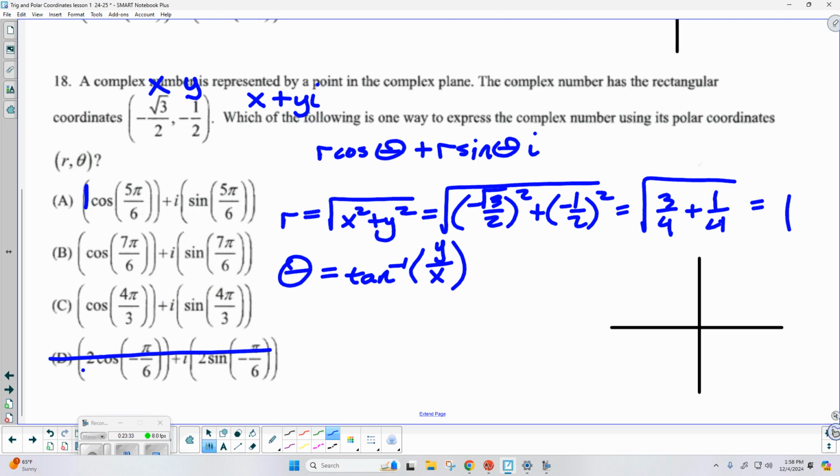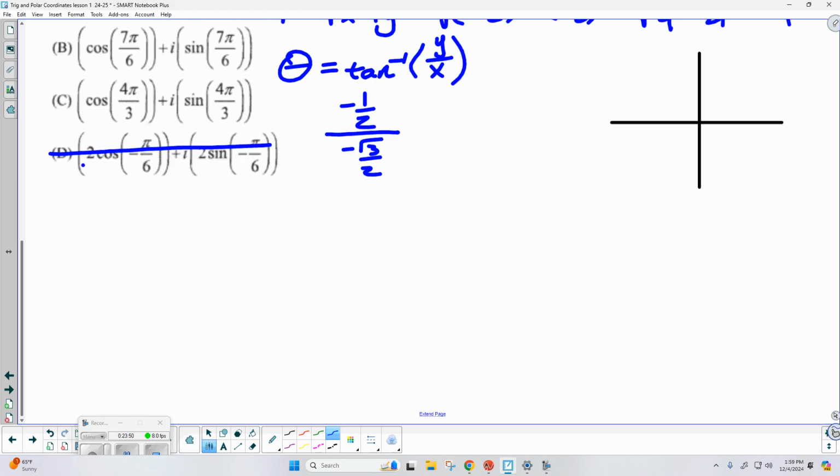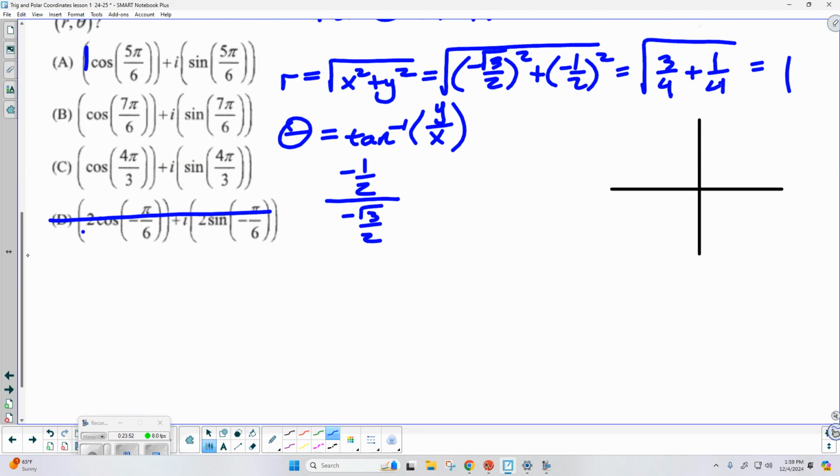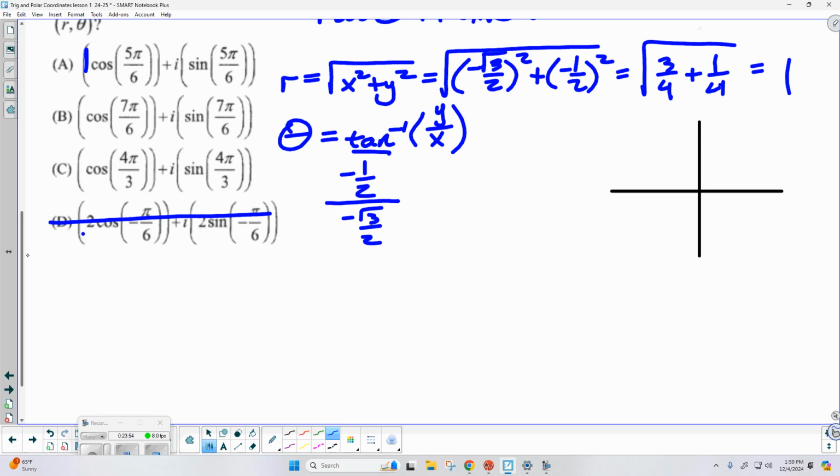Now what we want to do is take tangent inverse of y over x. But before we can even look at the inverse portion, we need to know what is y over x. So we need a negative 1/2 divided by the negative root 3 over 2. Once we have that, then we can go ahead and plug it in here.